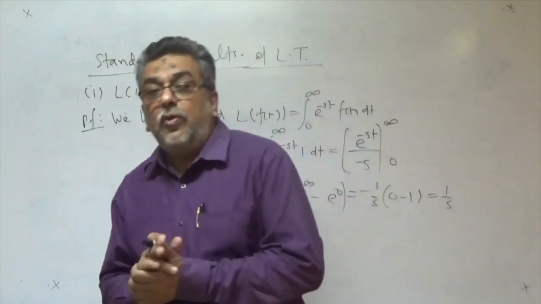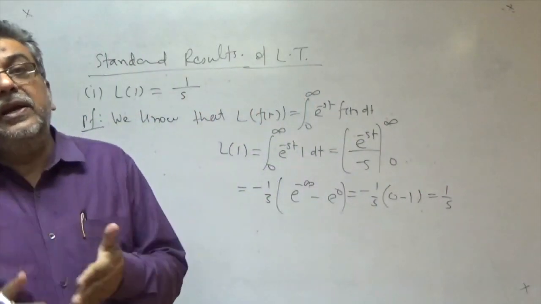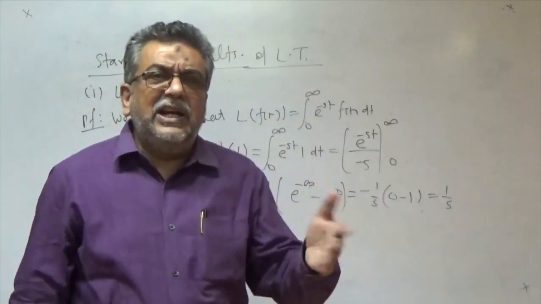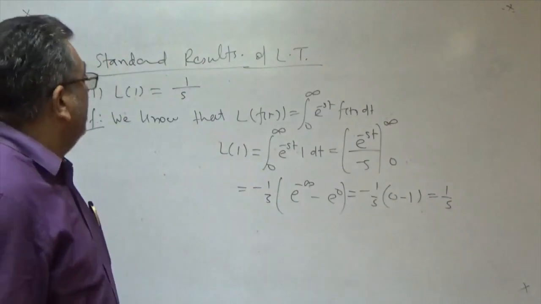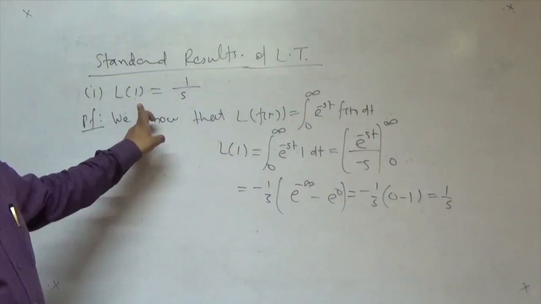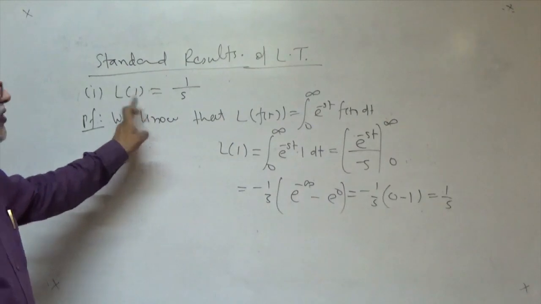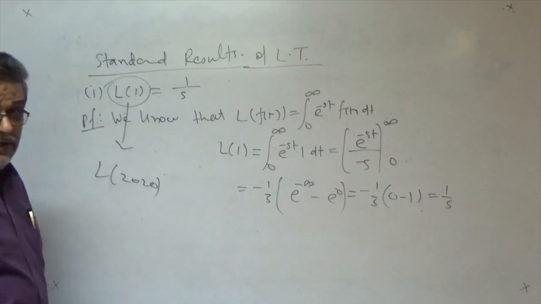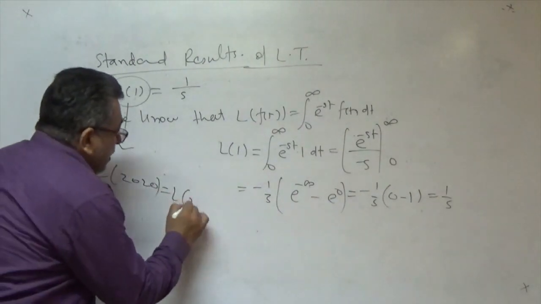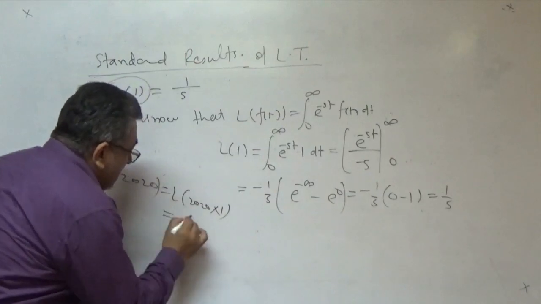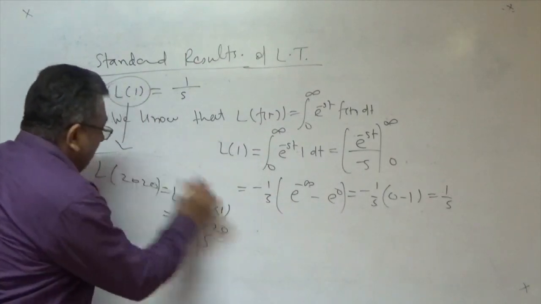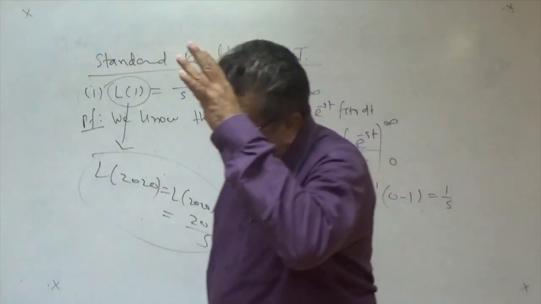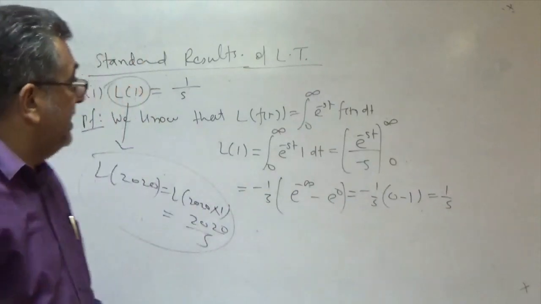That is a standard formula. It can be used directly in calculation to find the Laplace transform of any given function, as we will see in our numerical sums. By this formula, you can take the Laplace transform of any constant function. For example, the Laplace transform of 2020 becomes 2020 into 1, that is 2020 upon s. So it covers the Laplace transform of any constant function. Right? This is the first formula.